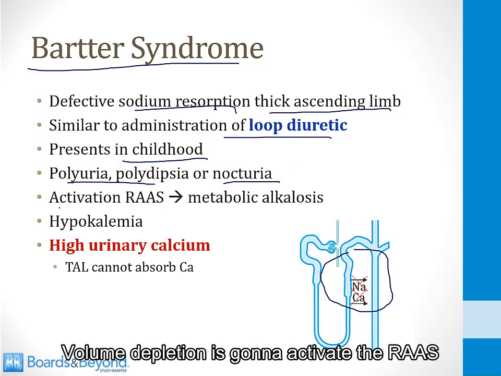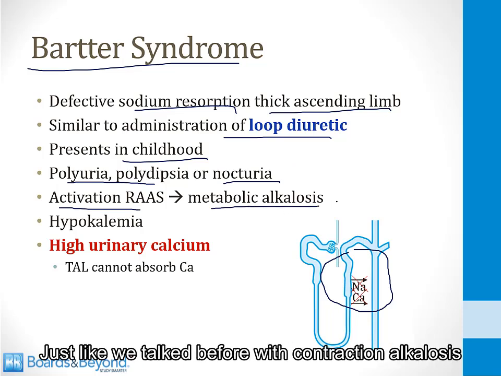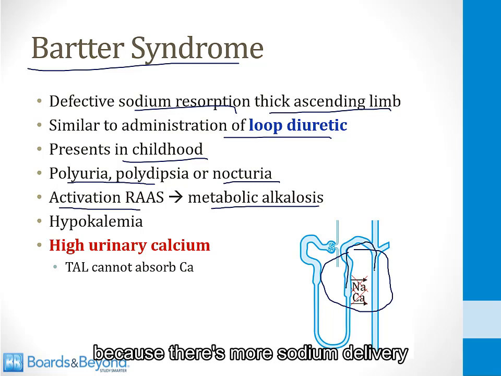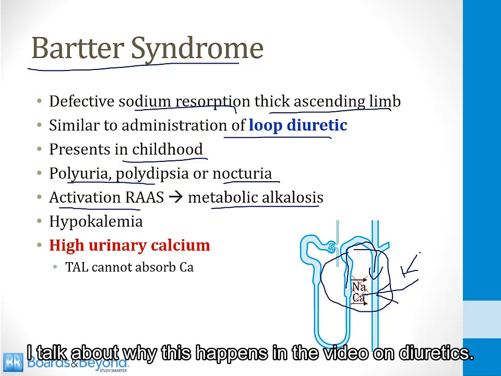Volume depletion is going to activate the RAS and lead to a metabolic alkalosis, just like we talked about before with contraction alkalosis. Because there's more sodium delivery to the distal nephron, whenever this happens, this leads to hypokalemia. I talk about why this happens in the video on diuretics.